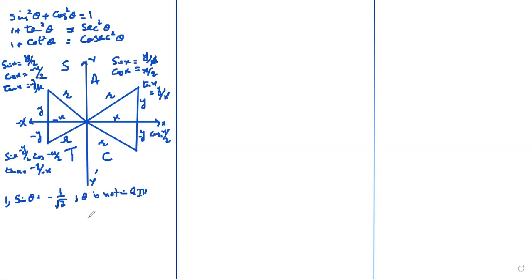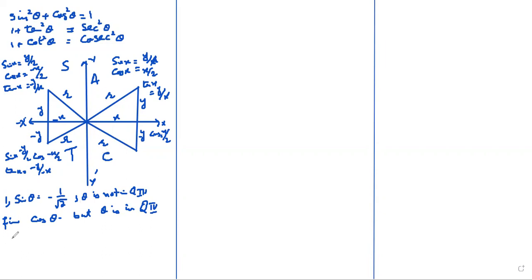Therefore, we have to find cosine theta. But theta is in quadrant 4. Is that okay? Because sine is negative in 3 and 4, and theta is not in 3, so it must be in quadrant 4. So if it is in quadrant 4, let's see what we get.